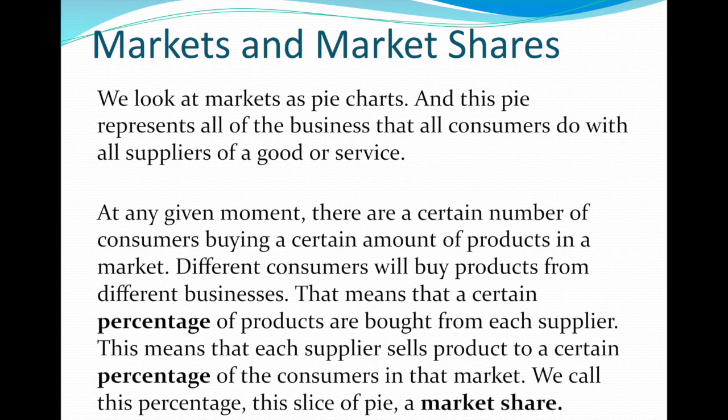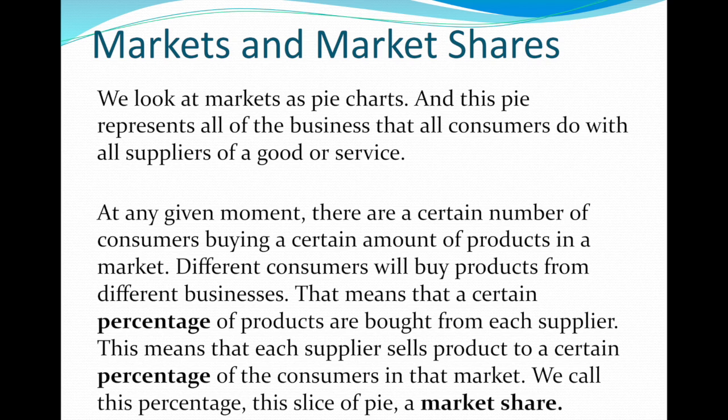So we look at markets as pie charts, and this pie represents all of the business that consumers do with all the suppliers of a good or service. So for example, if we look at the running shoe market, there's a whole bunch of businesses that sell running shoes, and there's a whole bunch of people that buy running shoes. And we're going to use a pie chart to represent all of the purchases and transactions that go on between the people who buy running shoes and the people who sell running shoes.